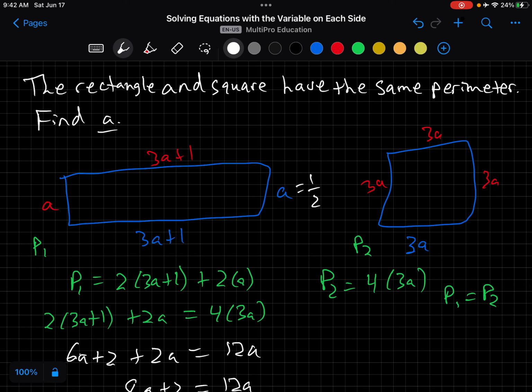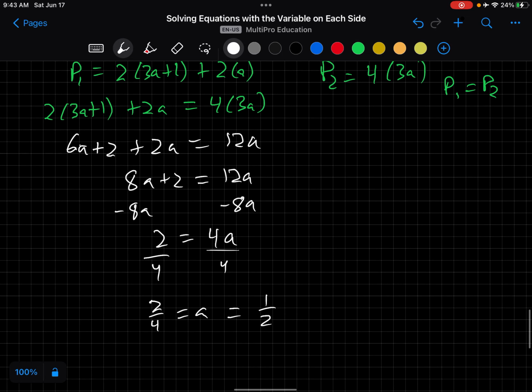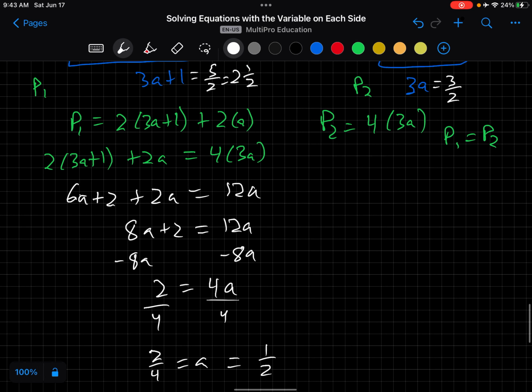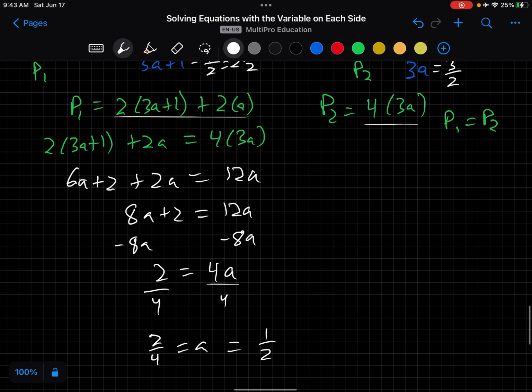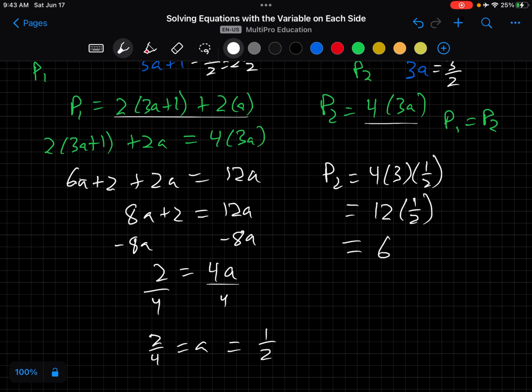Okay, so these are 1/2. This is equal to 3/2. And this is equal to 3/2 plus 1/2, which is 5/2, or 2.5. So what is the perimeter? Let's plug it into probably the simplest equation we got. This one is a little bit easier than this one, right? So let's say P2 is equal to 4 times 3 times 1/2, which is 12 times 1/2, which is equal to 6. So the perimeter is 6.